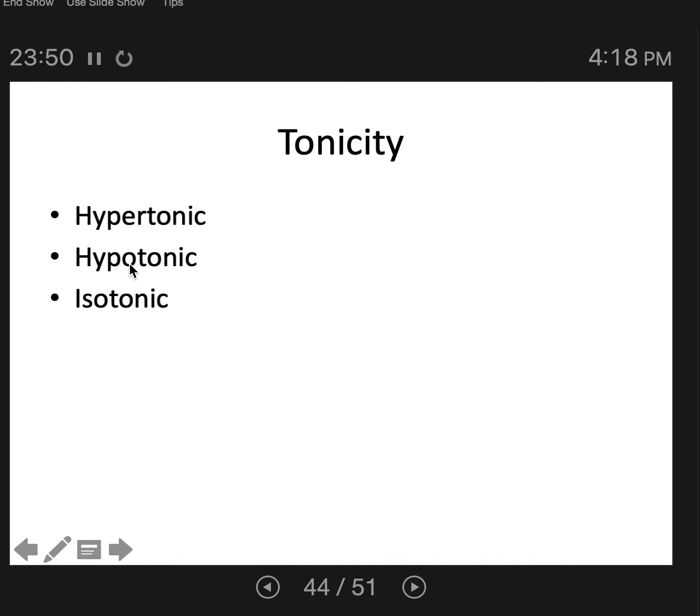Hypotonic is the opposite. So if you know anyone who's hypoglycemic, hypo means low. Glycemic refers to the glucose levels in the blood. So hypoglycemic means low blood sugar. Okay, so maybe that'll help you remember it if you know anyone who's hypoglycemic. My sister was hypoglycemic, so that always helps me. So it's the opposite of hypertonic. Hypotonic means a low concentration of solute, okay?